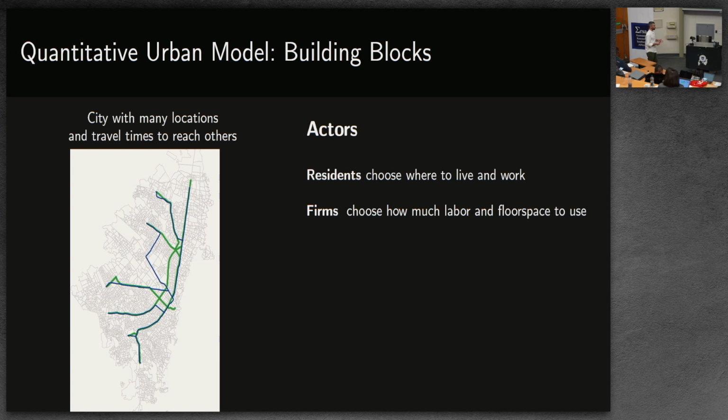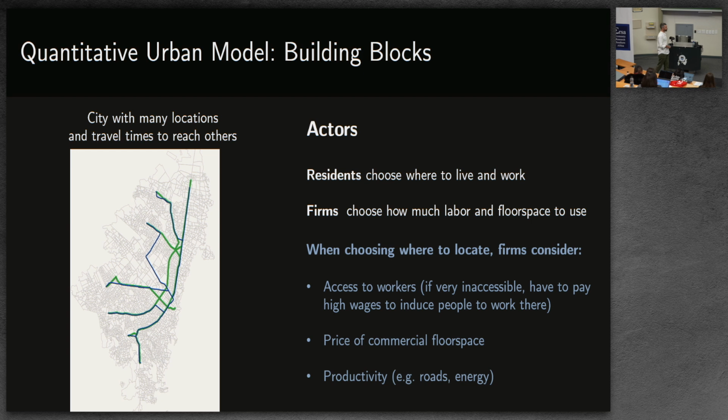Then we have firms, right? Firms choose where to locate, and then once they've chosen where to locate in the city, they choose how much labor and how much commercial floor space they want to use. Right? So think of a manufacturing firm, which might need a lot of commercial floor space. It needs a lot of space just to produce its output. A smaller retail firm might need a lot less space.